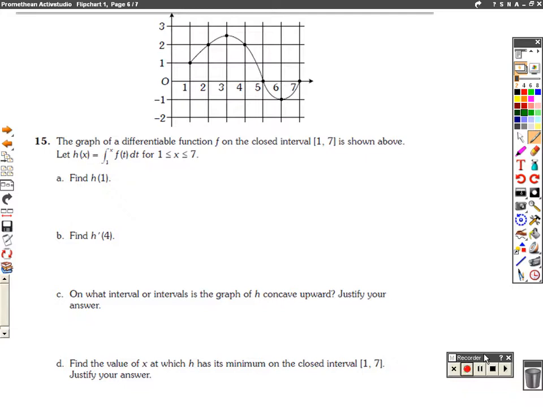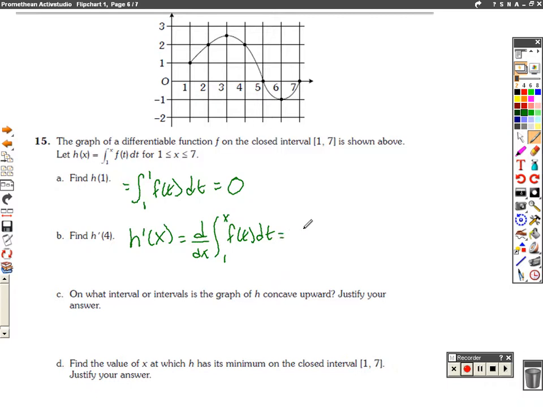But let's see this. H of 1, so I'm just going to plug 1 in. That would say the integral from 1 to 1 of f of t dt. Any integral from one number to itself is going to be 0, so that's 0. H prime requires us to take the derivative of h, which would be d dx of the integral from 1 to x of f of t dt, which is f of x. We should know that by the fundamental theorem. So h prime of 4 is just f of 4, and f of 4 based on this graph is 2.